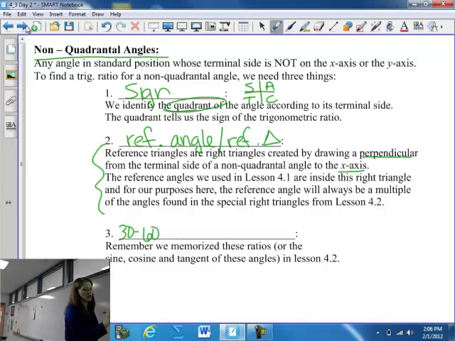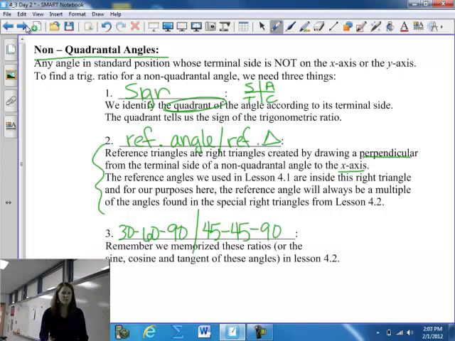Okay, the third thing we need, we haven't talked about in a while, but we need to know our 30, 60, 90 right triangle, and we need to know our 45, 45, 90 right triangle. Weren't they supposed to memorize those? They were. We told them about 700 times. Not only do you want to think of them in terms of 30, 60, 90, you might want to think of them in terms of pi over 6, pi over 3, pi over 2.